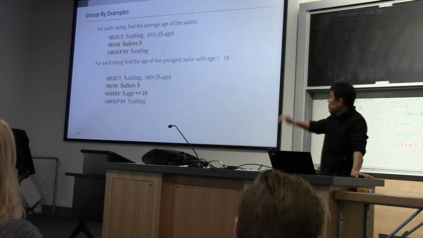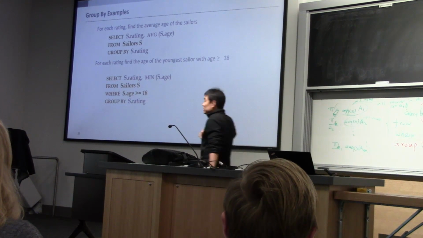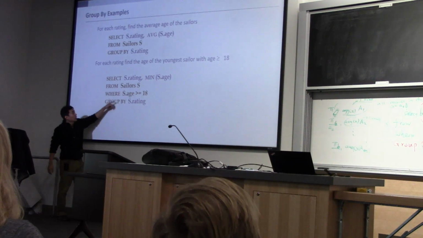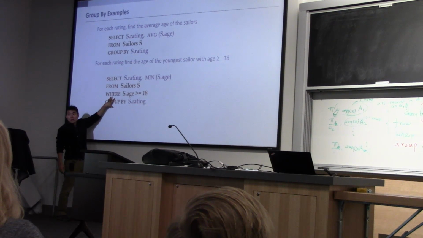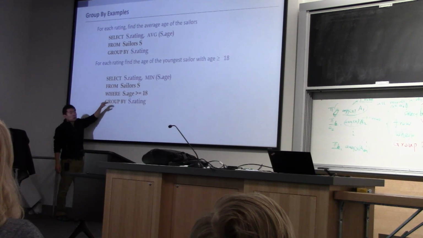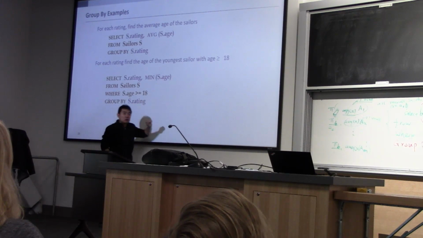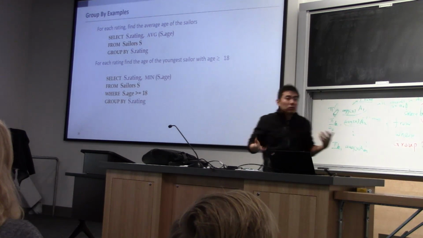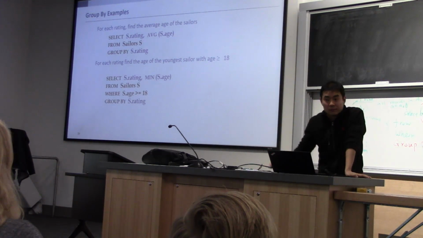What about if I want to add additional conditions before I do my group by? That's okay. You can add a where clause, and the where clause is executed before you do the group by. So you eliminate those sailors younger than 18 before you do the partition over them.